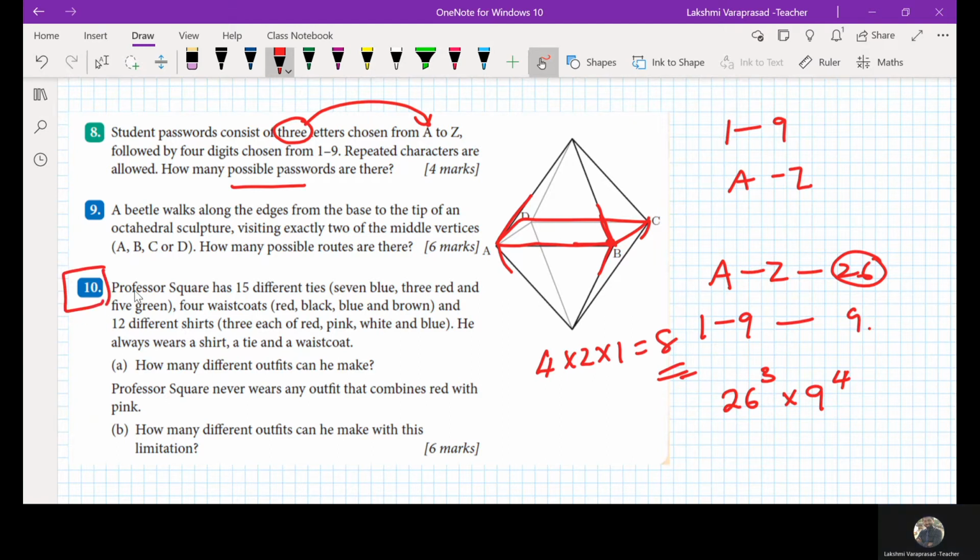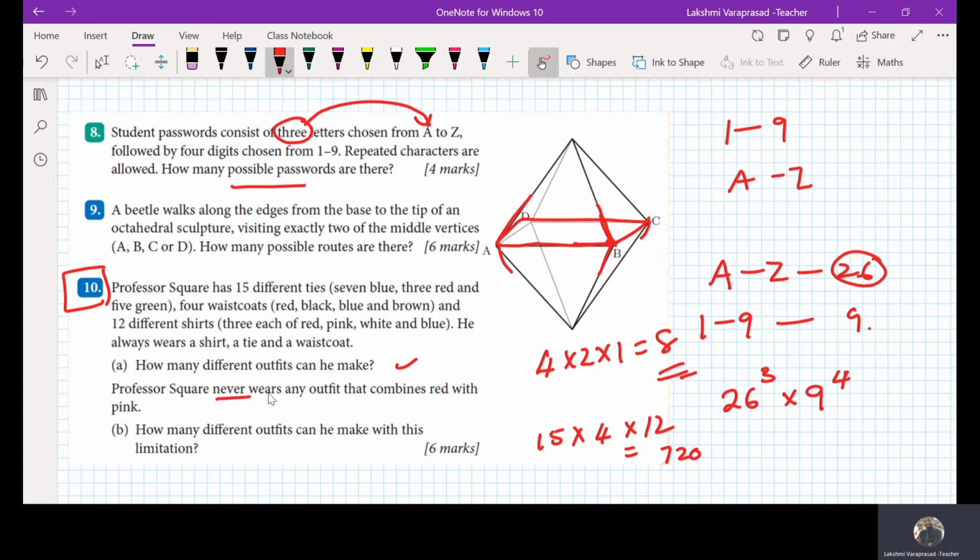Here, Professor Square has 15 different ties: 7 blue, 3 red and 5 green, and 4 waistcoats, red, blue and others, and 12 different shirts. He always wears a shirt, tie, and waistcoat. How many different ways here? So total 15 ties, 4 waistcoats and 12 different kinds of shirts. So it is going to be 720 different ways, the first one.